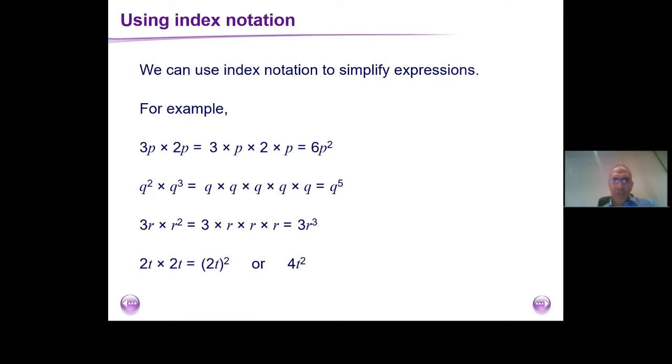add the powers together. So in this first example, it was 3p to the power of 1 times 2p to the power of 1. So it's p to the power of 1 times p to the power of 1, which will be p squared. You're simply adding the powers. So q squared times q cubed, you've added the 2 plus 3, so it's going to be 5.